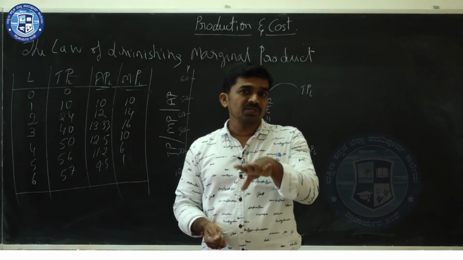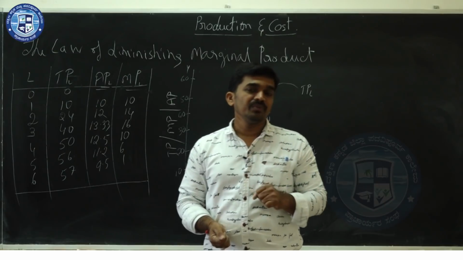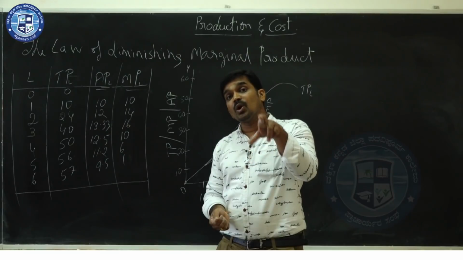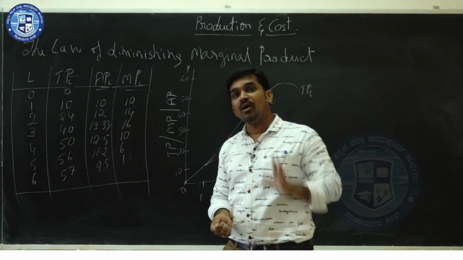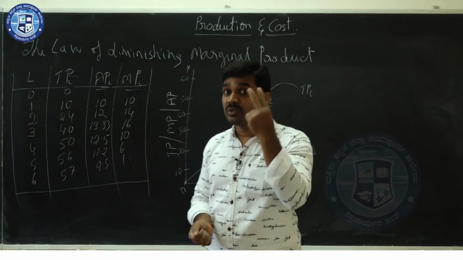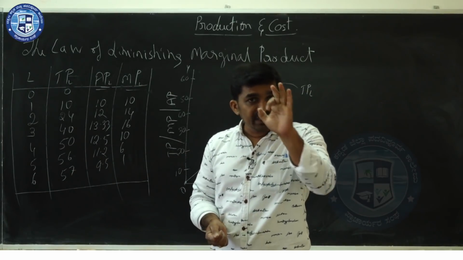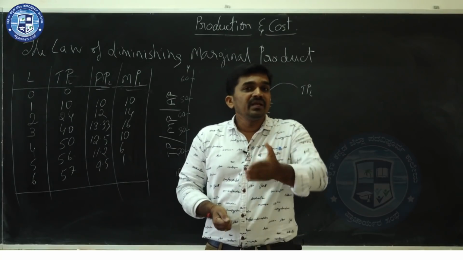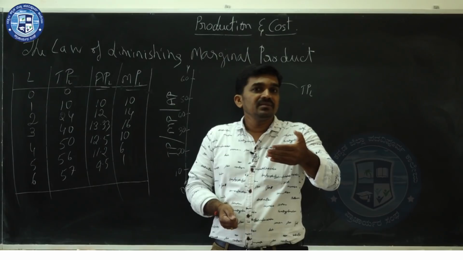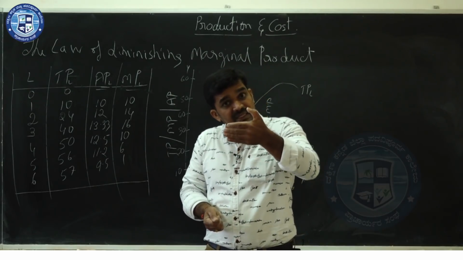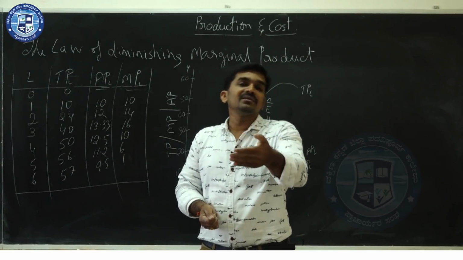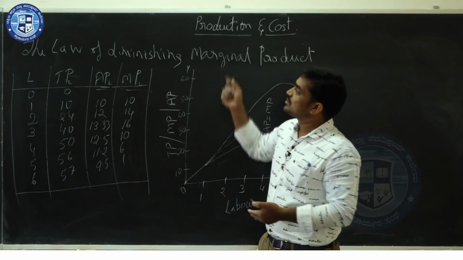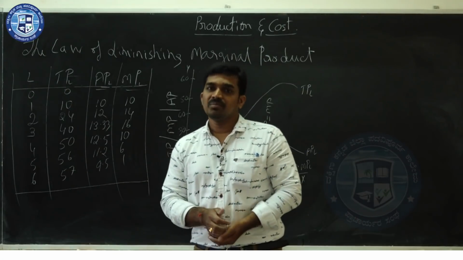The factor proportion is a ratio in which two inputs combination are used to produce the output. But remember, out of those two inputs, one input is fixed and the other input is variable. Increasing that variable factor, marginal product increases initially, later marginal product starts falling or diminishing. So, it is the law of diminishing marginal product.